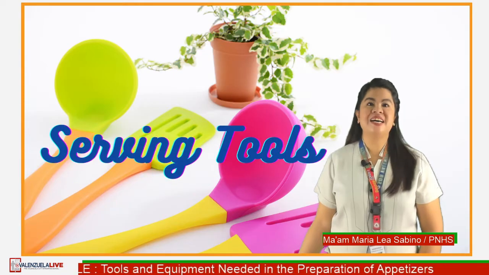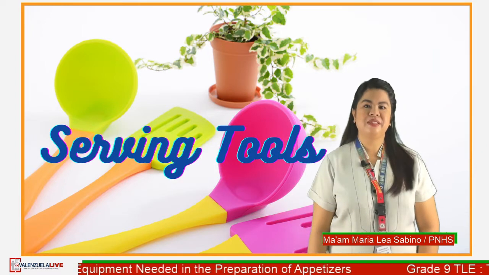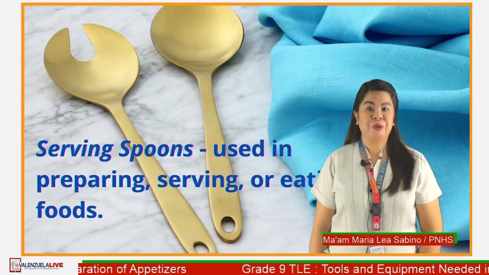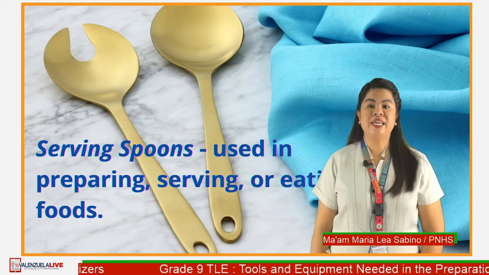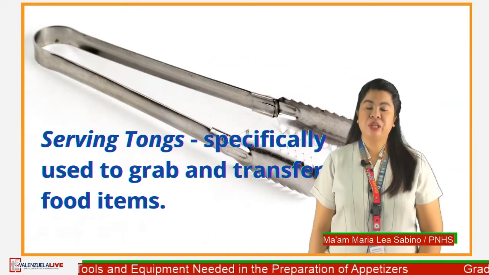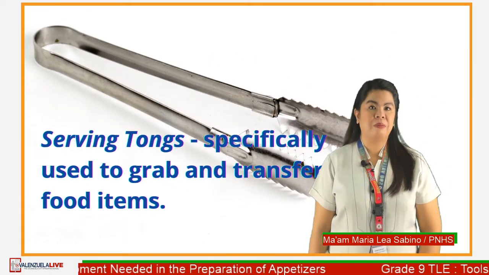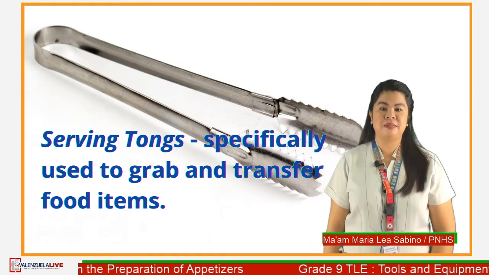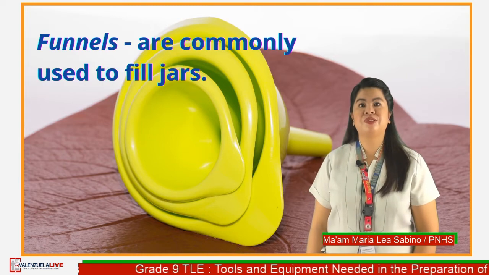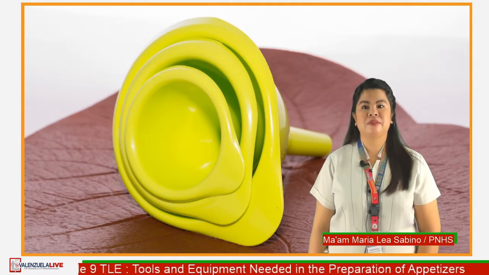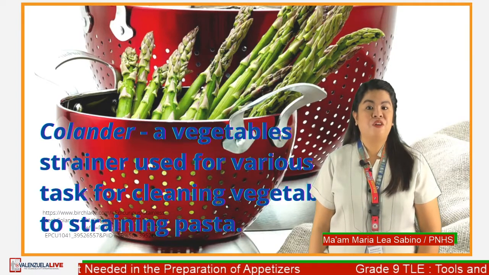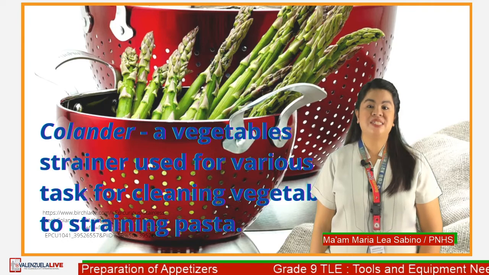Now, under the serving tools. First, we have the serving spoon, used in preparing, serving, or eating foods. Serving tongs specifically used to grab and transfer food items. Now we have the funnels, commonly used to fill jars. Colander, a vegetable container used in various tasks, from cleaning vegetables to straining pasta.